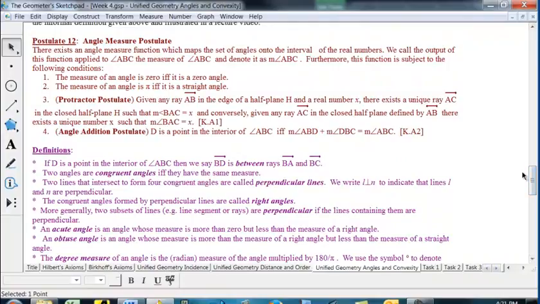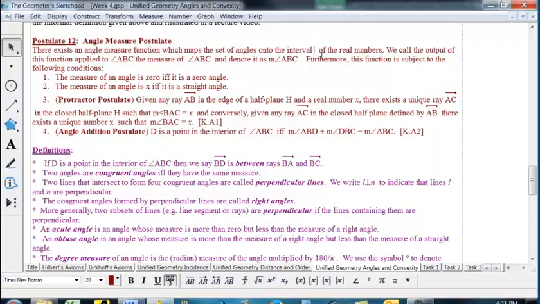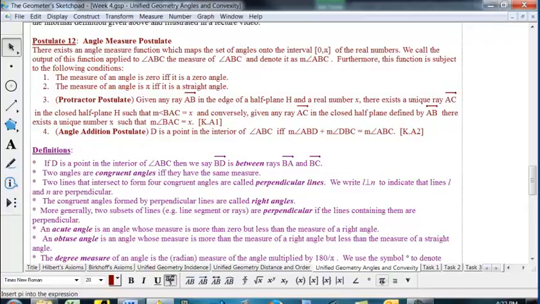Okay, so here's what we're going to do formally then. We're going to have our 12th postulate that says there exists an angle measure function which maps a set of angles onto the closed interval 0 to pi of the real numbers. We call the output of this function applied to angle ABC the measure of angle ABC, denoted as m ABC. Furthermore, this function is subject to the following conditions. The measure of an angle is 0 if and only if it's a 0 angle. The measure of an angle is pi if and only if it's a straight angle.